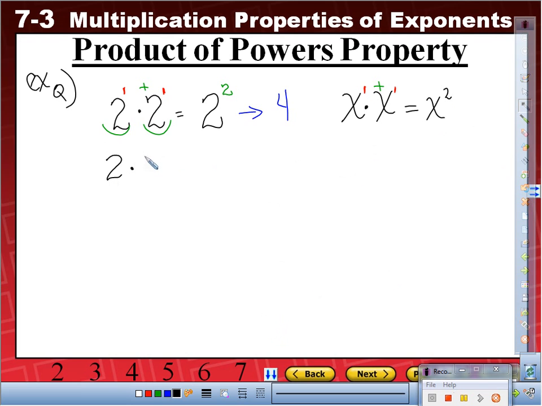2 times 2 to the third. And of course, whatever I do with numbers, I'm going to do with variables. x times x to the third. Finish those two, please.